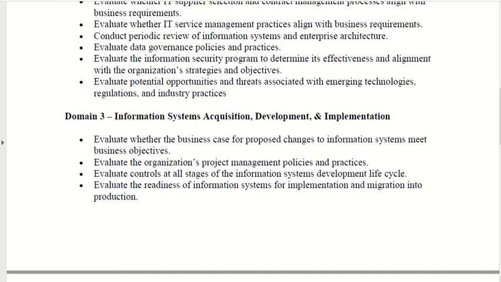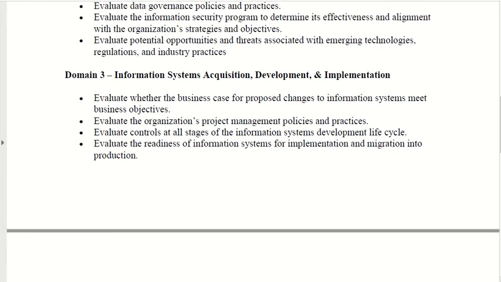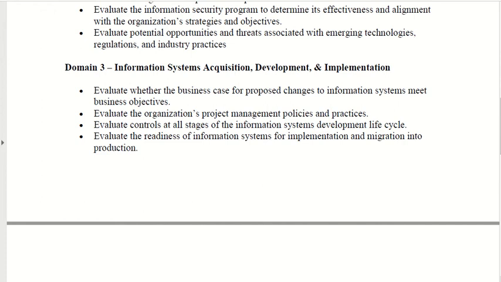Domain 3 is information system acquisition, development, and implementation. In this domain, the following topics will be covered. Evaluate whether the business case for proposed changes to information systems meets business objectives. Evaluate the organization's project management policies and practices. Evaluate controls at all stages of the information systems development life cycle.